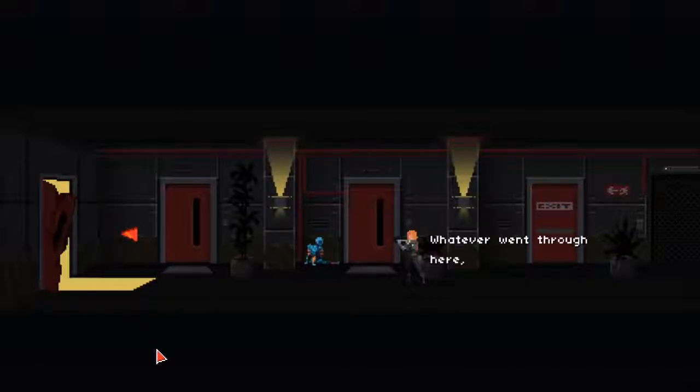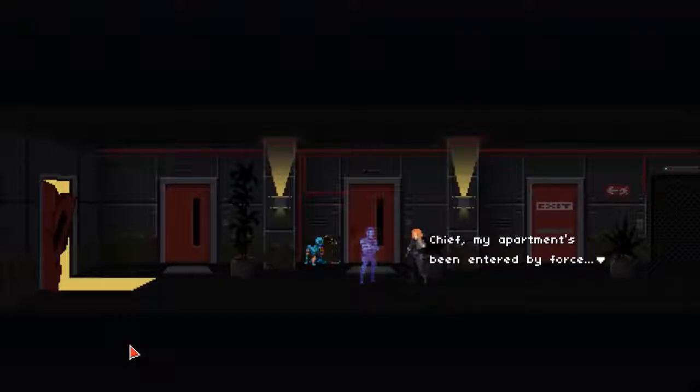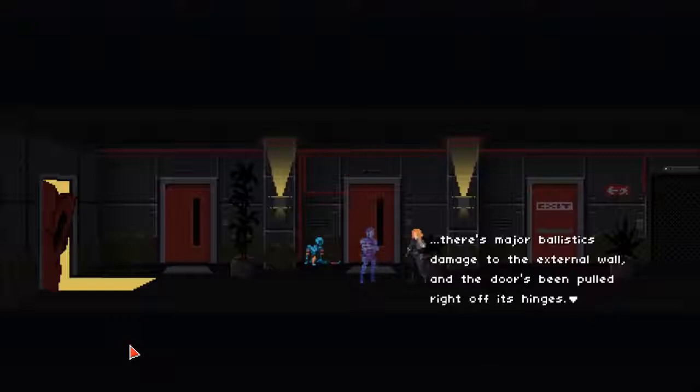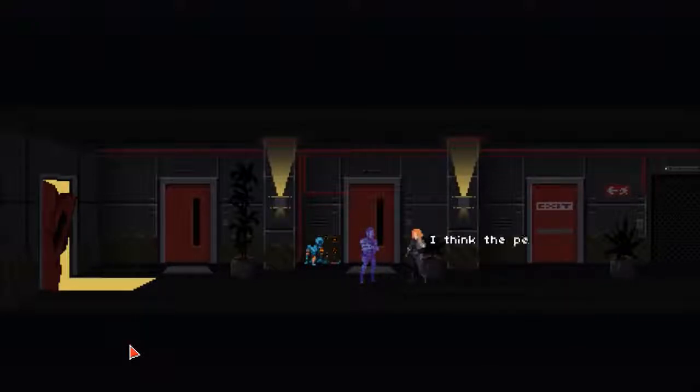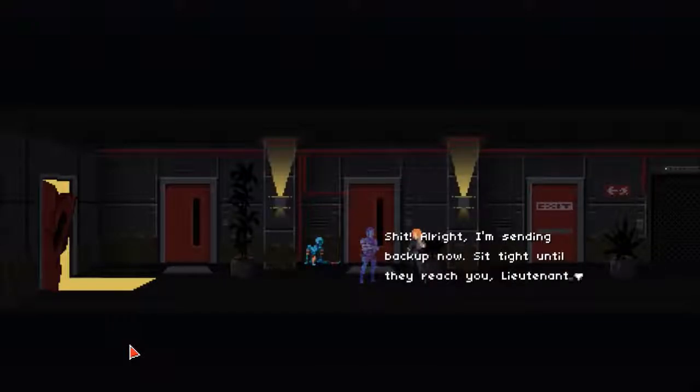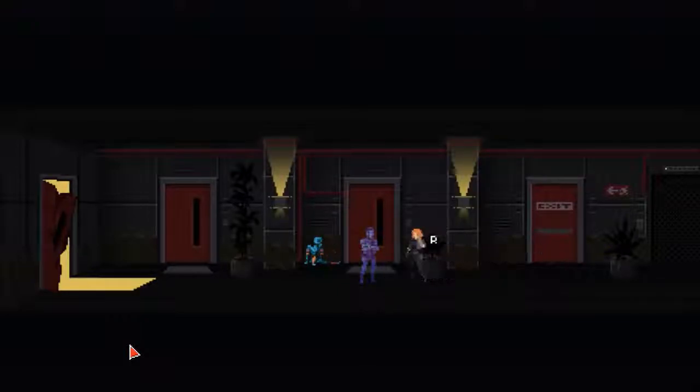Whatever went through here, I'm pretty sure it's in my apartment. Chief, my apartment's been entered by force. There's major ballistics damage to the external wall, and the door has been pulled right off its hinges. I think the perp's still inside. Shit. All right. I'm sending backup now. Sit tight until they reach you, Lieutenant. Radio the team for cleanup, but I'm checking it out.